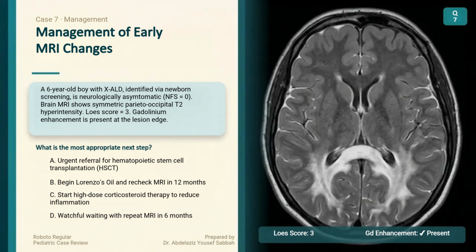Option A, urgent referral for hematopoietic stem cell transplantation. Option B, begin Lorenzo's oil and recheck the magnetic resonance imaging in 12 months. Option C, start high-dose corticosteroid therapy to reduce inflammation. Option D, watchful waiting with a repeat magnetic resonance imaging in 6 months. Note that this child has early active cerebral disease on imaging, but is still neurologically intact.